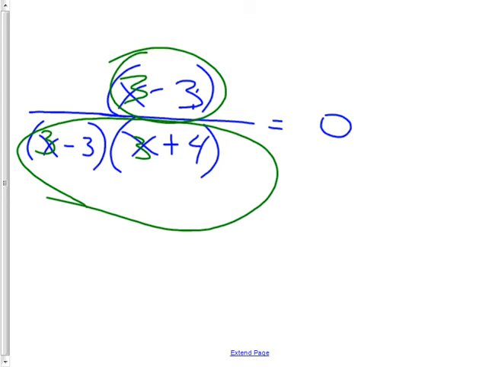So the moral of the story is, when you get your answers, you should check them, because a lot of times, one of your two answers, when you actually put it in, won't actually work. It's called extraneous, non-functioning answer.